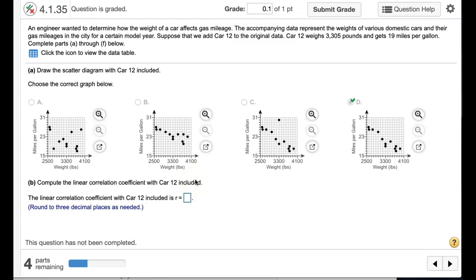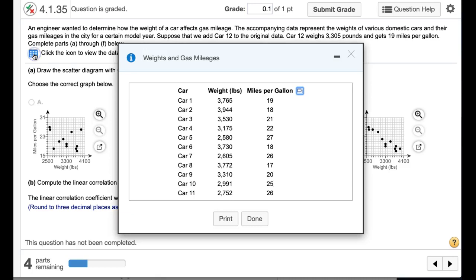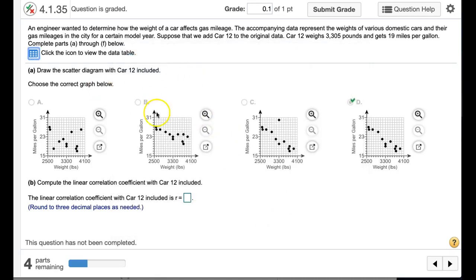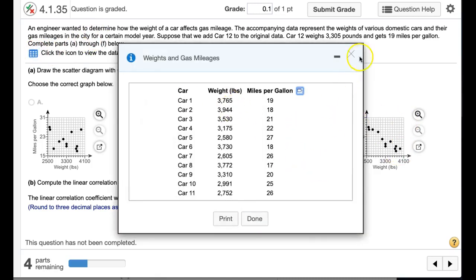Okay, we're going to take a look at problem 1.4.35. What we're looking at here is you're given some data. Here's your data table, with the weight of the cars and the miles per gallon. We want to see if there's a relationship between those two. And for this graph here, we have this here.